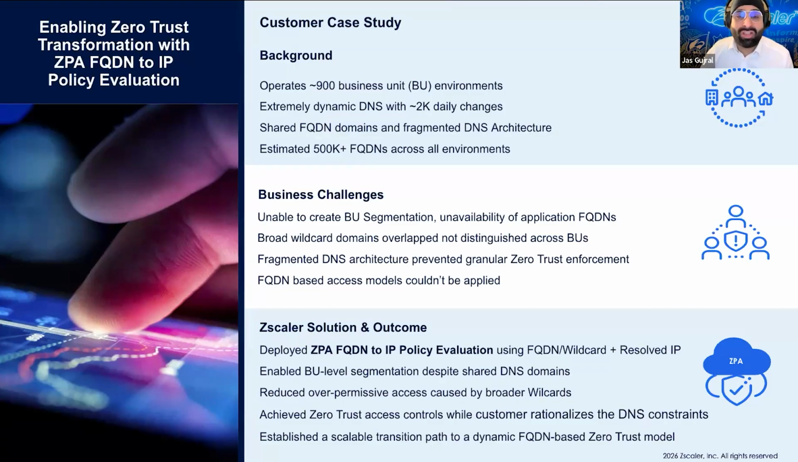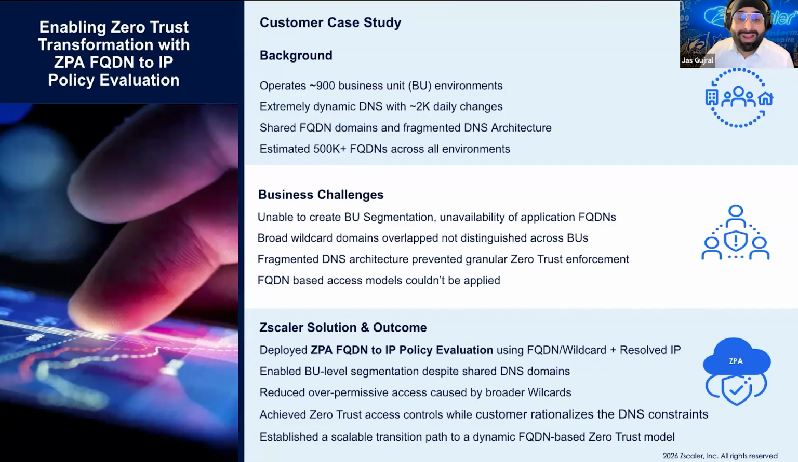So, what were their challenges? One of the major challenges was that their unstructured DNS architecture made zero trust segmentation almost impossible. The customer couldn't create BU, business unit specific segmentation because application specific FQDNs were unknown and unavailable. No one knew what those specific FQDNs were because they changed dynamically, rigorously.